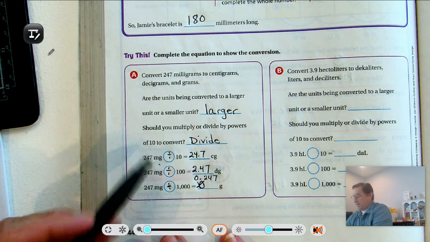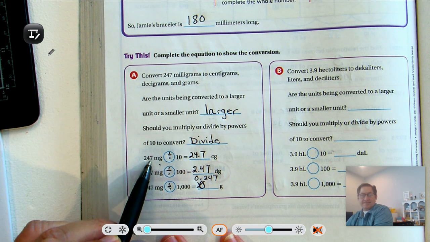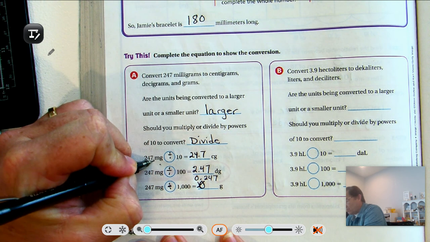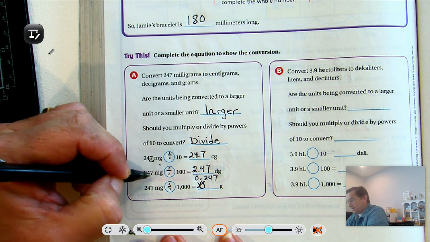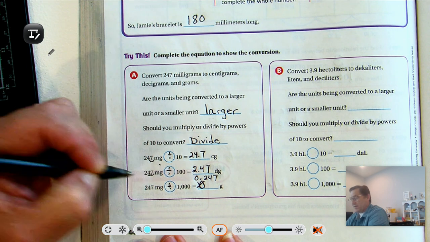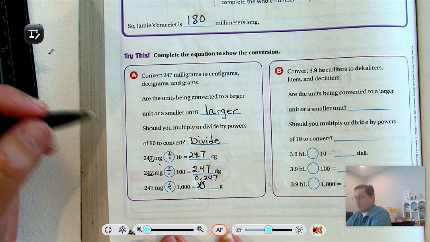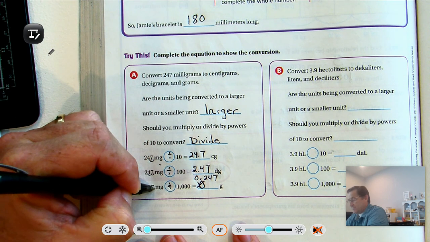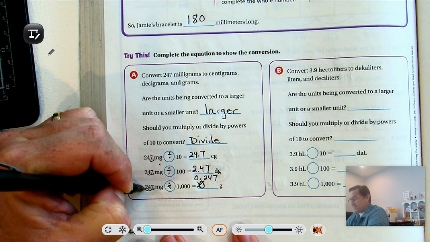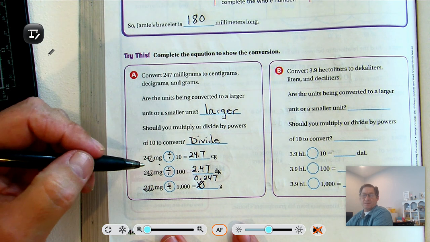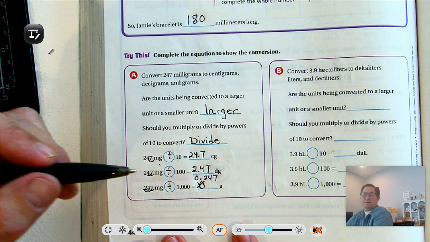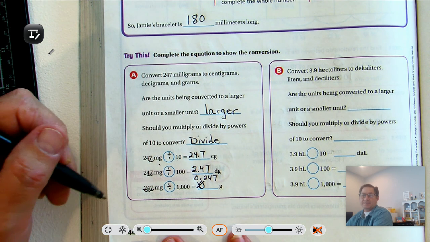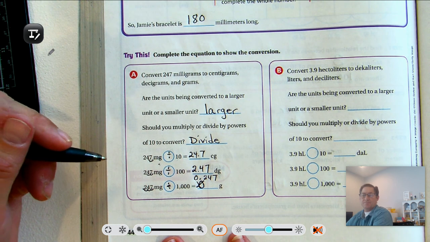So what am I doing here basically? When I divide by 10, I take this whole number and move the decimal point 1 place to the left. When I divide by 100, I move the decimal point 2 places to the left. When I divide by 1,000, I move it 3 places to the left. So move the decimal point the same number of places as the number of zeros in the base 10.